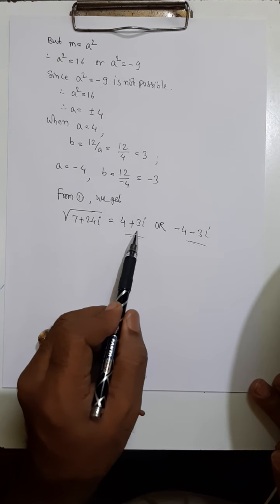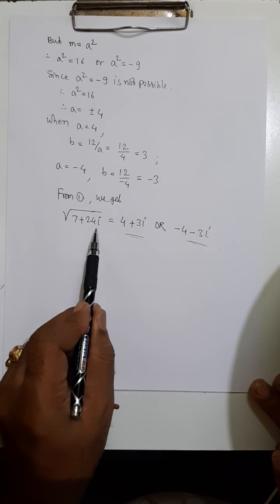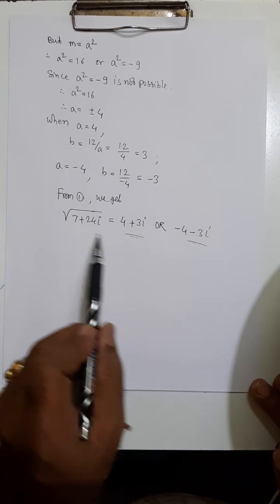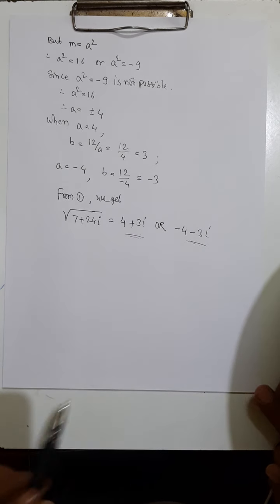You can check, or you can tally the answer by taking the square of this. If you take the square of 4 plus 3i, you must get 7 plus 24i. If you take the square of minus 4 minus 3i, then always you will get 7 plus 24i. Okay.